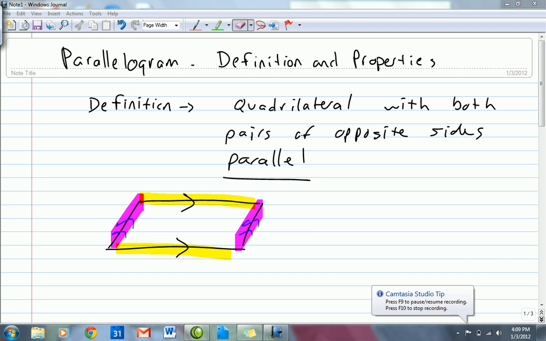Okay, the objective for this video is to introduce you to parallelograms, their definition, and the properties that follow from the definition of a parallelogram.